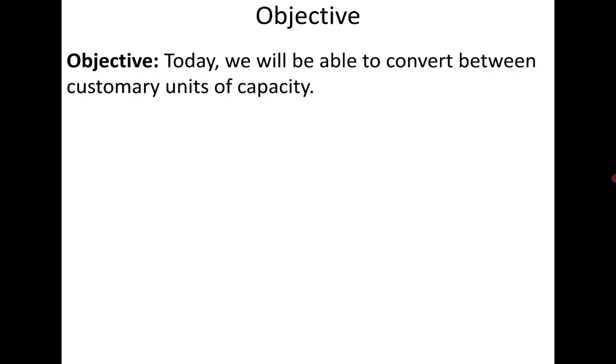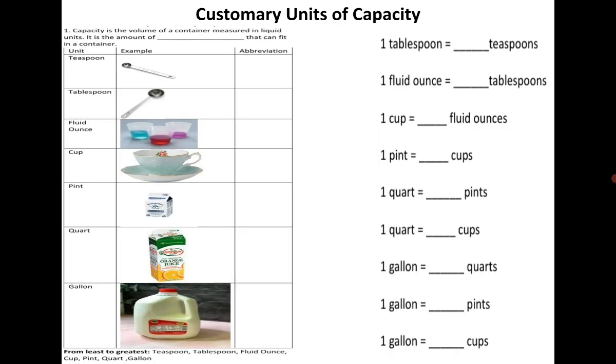So remember, the customary system is the system of measurement the United States usually uses. The metric system is the system that most of the rest of the world uses. Last week we talked about capacity, and we talked about the metric units of capacity, which were just the liter and the milliliter. This week we're going to talk about the customary units of capacity, which there are a lot more of. Remember that capacity is the volume of a container measured in liquid units. So it's just the amount of liquid that can fit inside of a container.